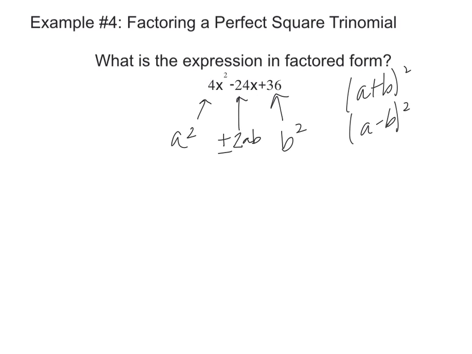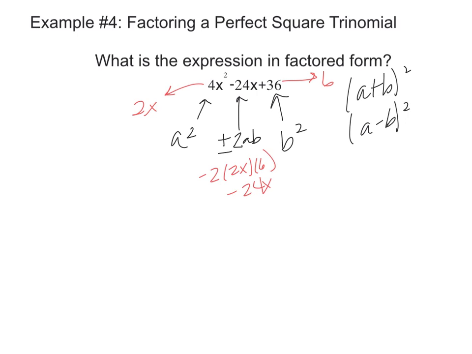It would give me 2x. Secondly, is 36 a perfect square? Yes, it is. It would give me 6 if I took the square root. The last thing we need to do is determine if the middle term is negative 2 times the first term times the second term. So let's see, is that true? Negative 2 times 2x times 6. Is that true? Yes, it is. It will give us negative 24x.